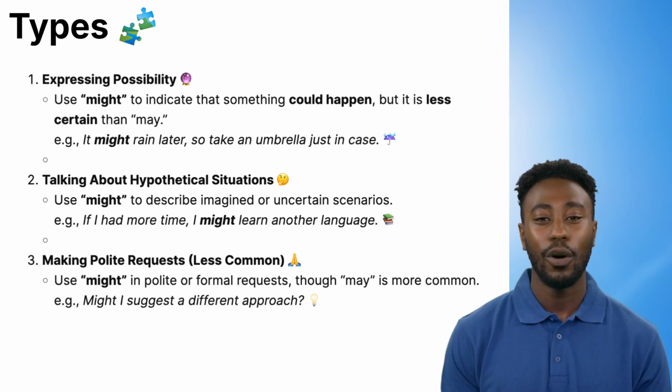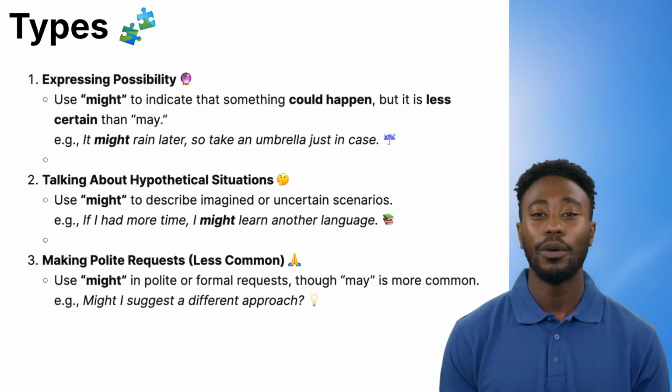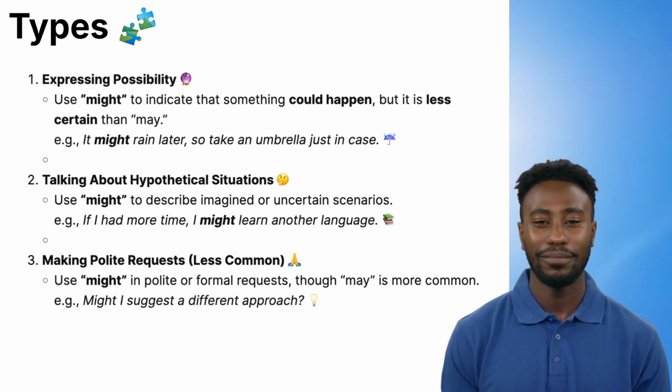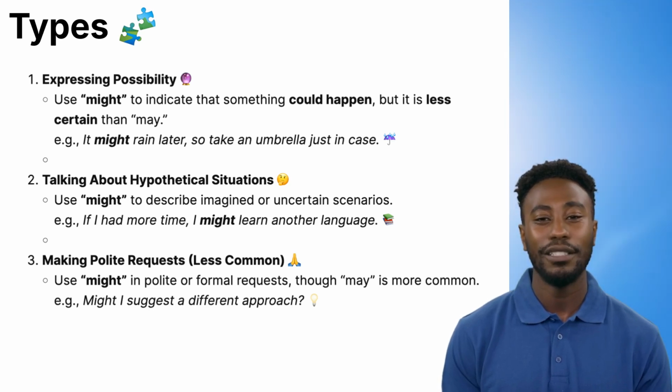In this lesson, we'll go over 5 key ways to use might with clear explanations and examples. Let's get started. 1. Expressing possibility.